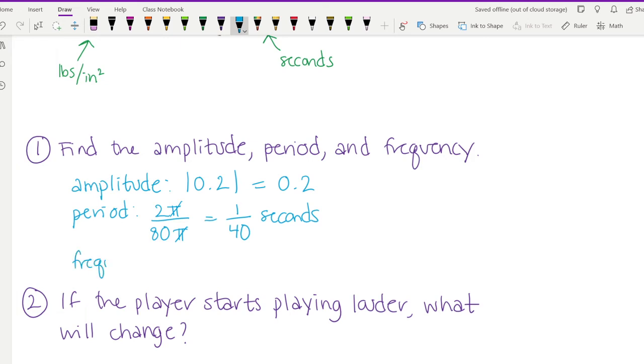So remember, the frequency is the reciprocal of the period. So we would do instead 80 pi over 2 pi. And so in that case, we get 40. And so that tells us that we're going to have 40 waves per second happening in this. And I can even write that down, waves. Or maybe waves is not the right word. I'll say cycles per second.